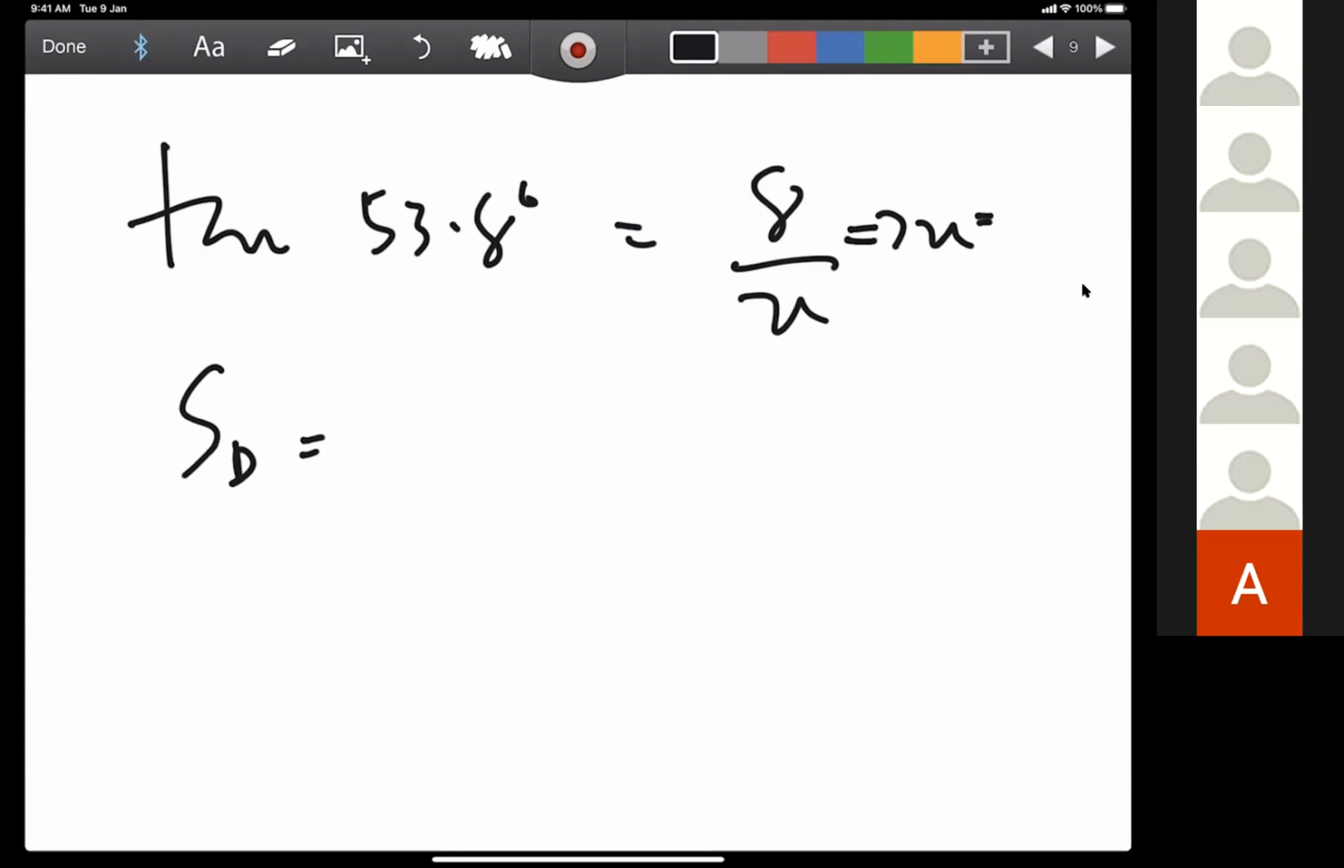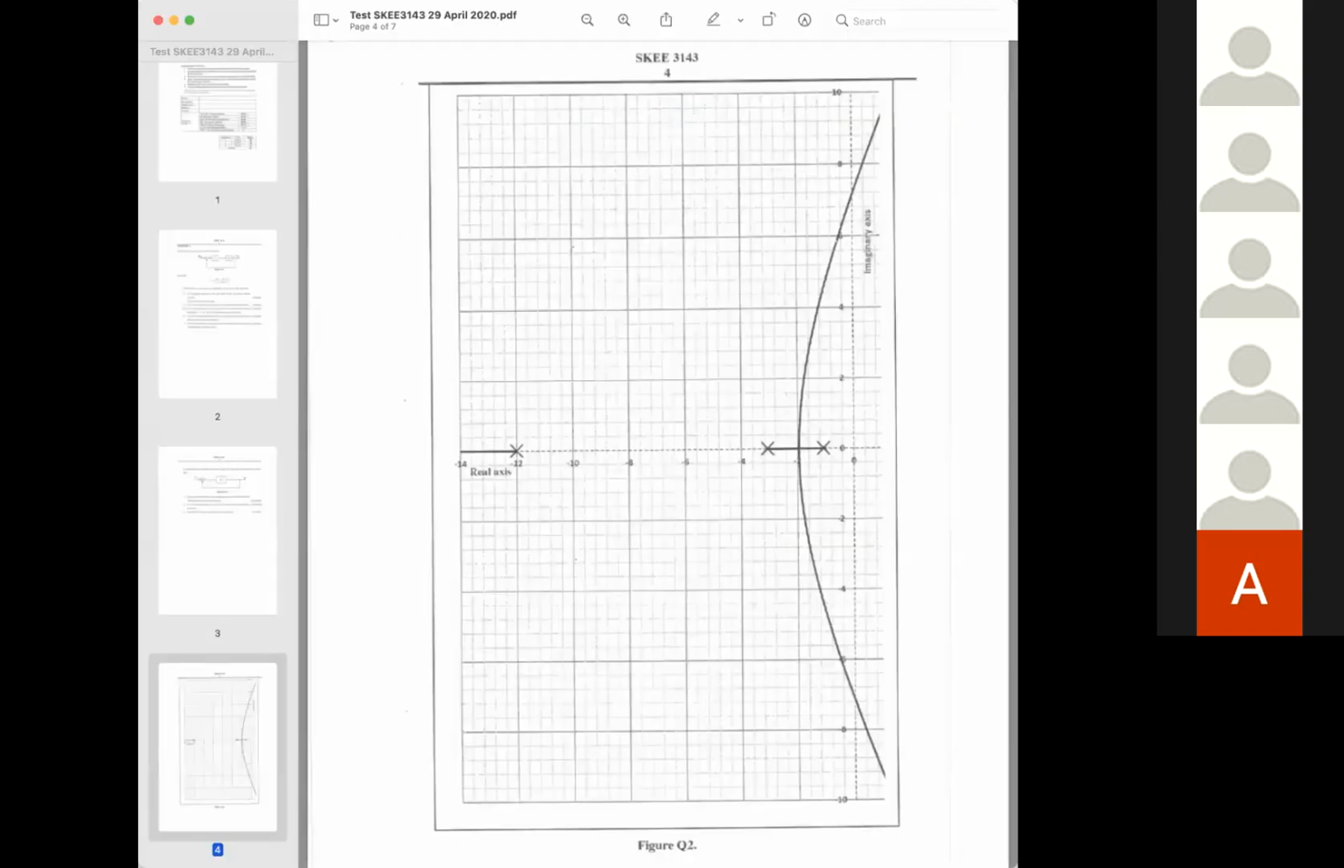Five point eight. Huh? Berapa? 5.86. 5.8.